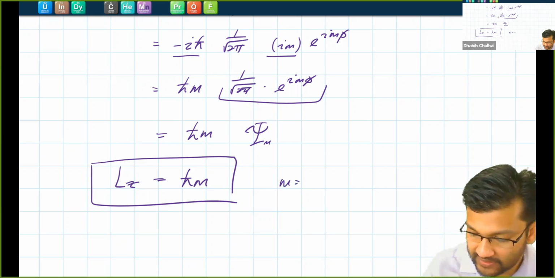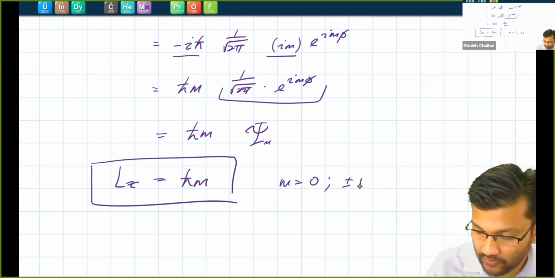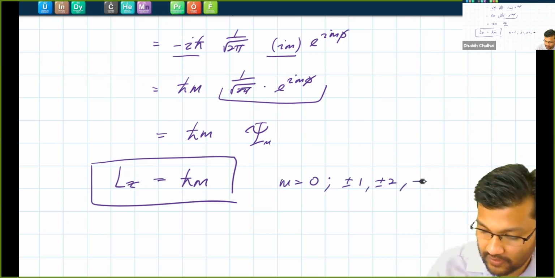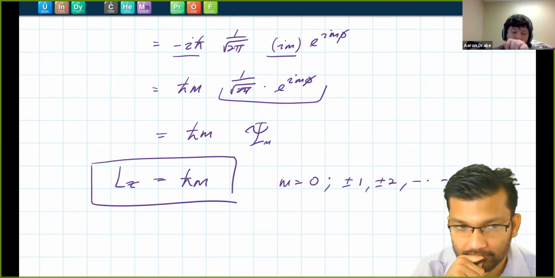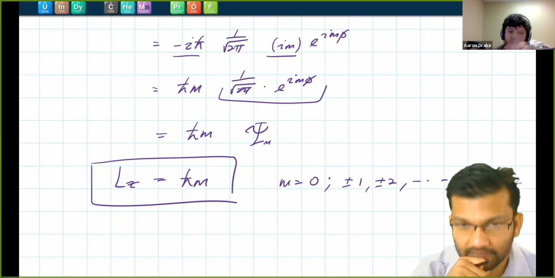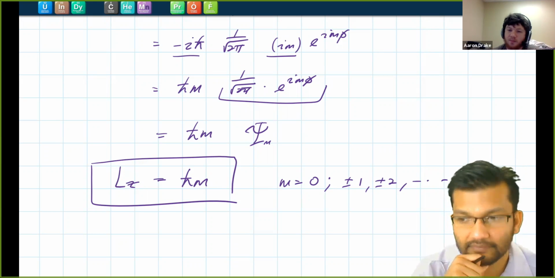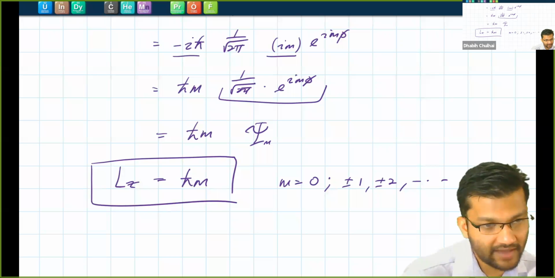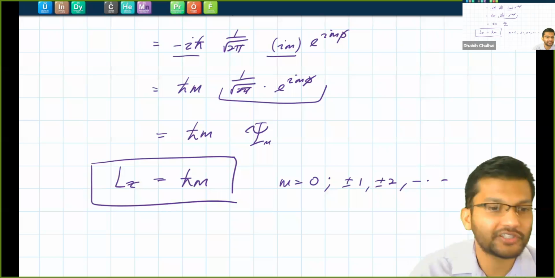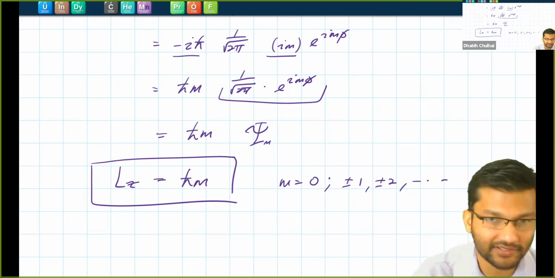Remember, m could be 0, or plus or minus 1, or plus or minus 2, and so forth. But since m isn't squared here, the plus or minus does matter in this case, but that just translates to which direction it's going. Yes, exactly. So in angular momentum, you can have momentum in a negative angular direction or the positive angular direction.